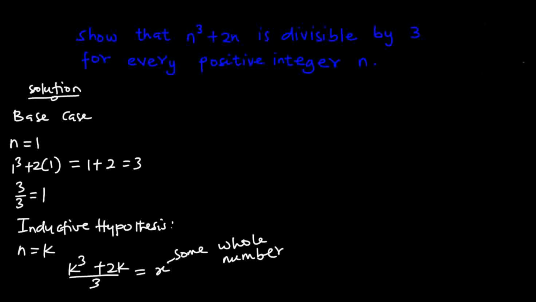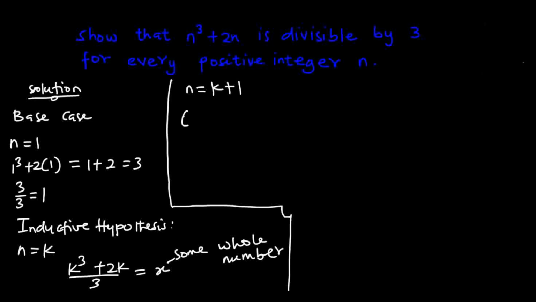So if n equals 1 was proven to be true, we assume that it is true for n equals k here also, which means k to the power 3 plus 2k is also divisible by 3. We are assuming that this is true. Next, if this is true for n equals k, then it must be true for the value that comes after k, which is k plus 1. So we have to prove that the statement is true for n equals k plus 1 also.